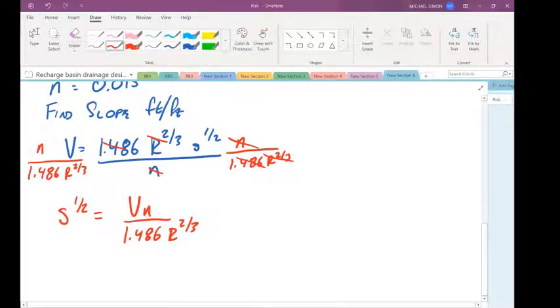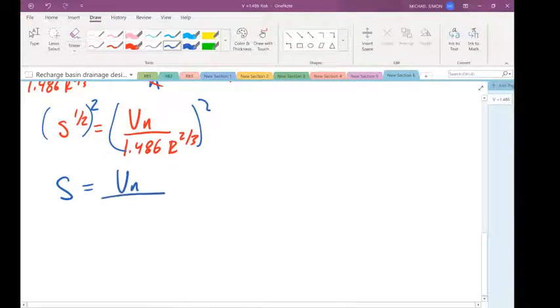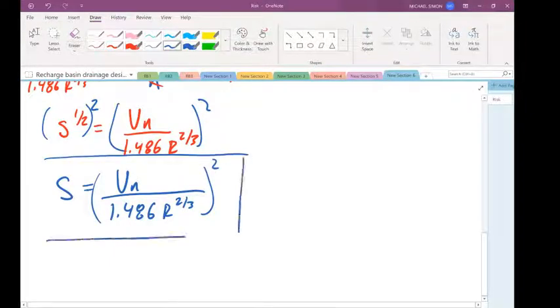How do I clear the s to the 1/2? I heard someone say it. A little bit louder. Good. Square it. Square both sides. So my slope is equal to Vn over 1.486 r to the 2/3, and all of that will be squared. Really good equation to work with when you're finding slope.